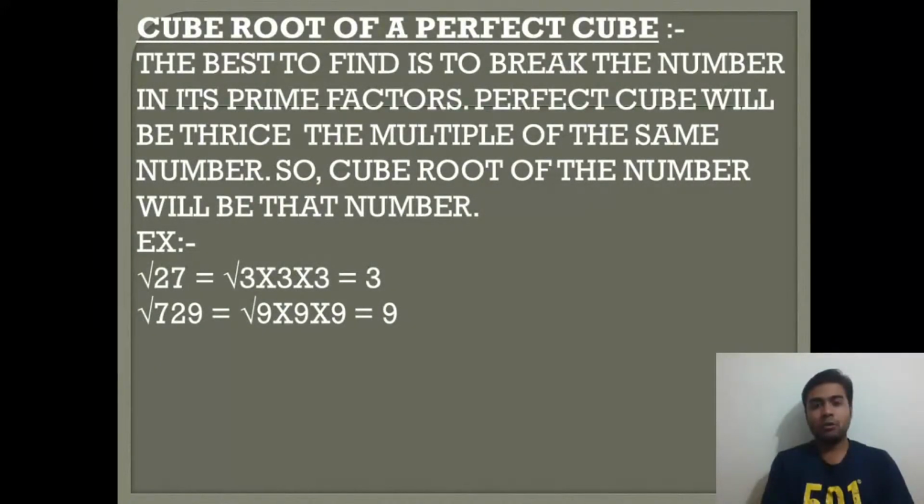Now I'm going to tell you how to find the square root of a non-perfect square and the cube root of a non-perfect cube. That is, any number. If a certain random number is given and I have to find its square root or its cube root, I can easily find it.